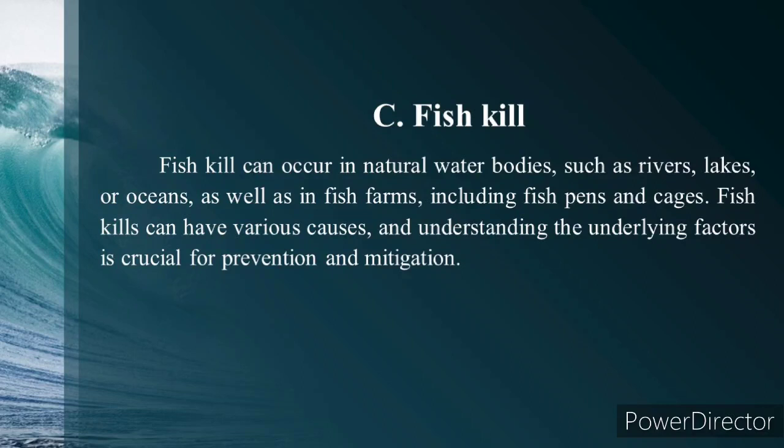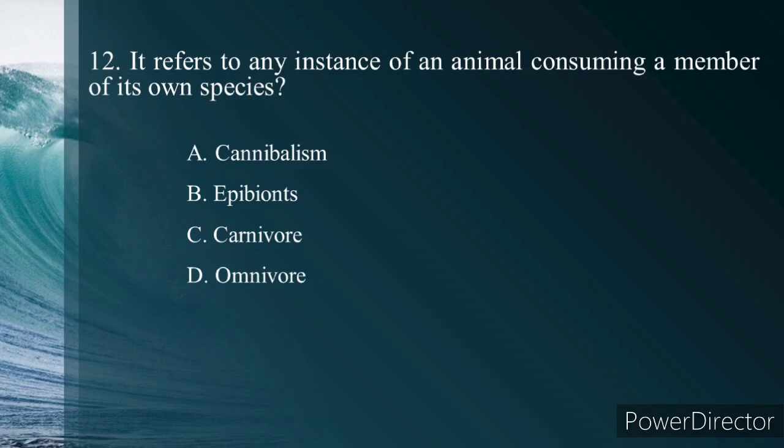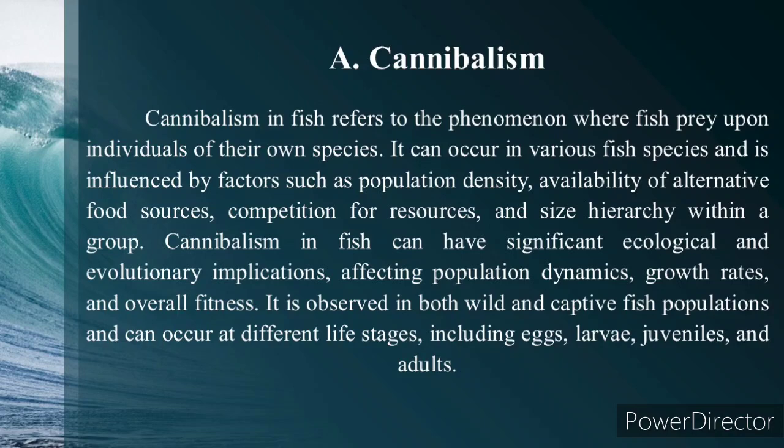Number 12. It refers to any instance of an animal consuming a member of its own species. A. Cannibalism. B. Epibionts. C. Carnivore. D. Omnivore. 1, 2, 3. The answer is A. Cannibalism. Cannibalism in fish refers to the phenomenon where fish prey upon individuals of their own species.